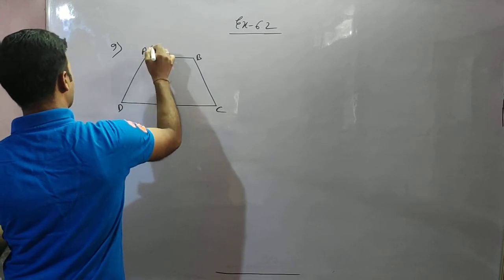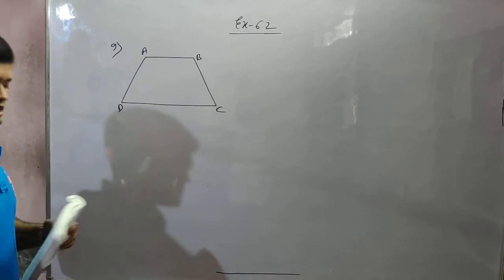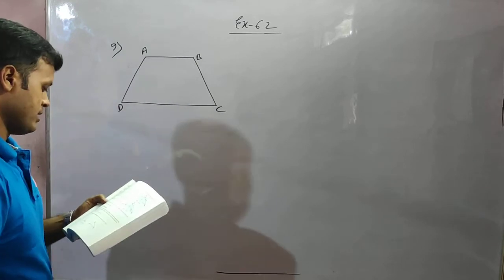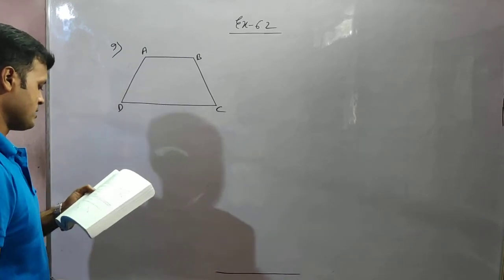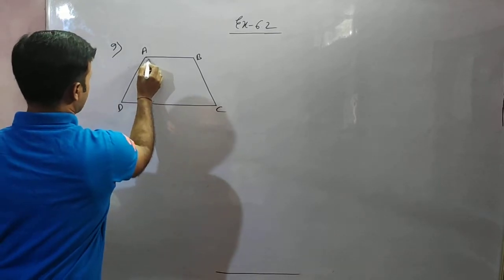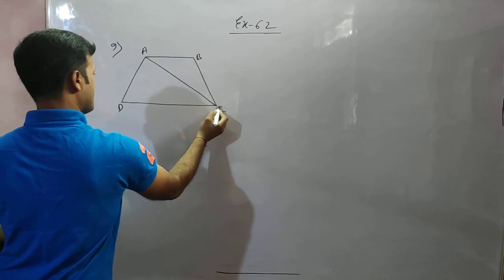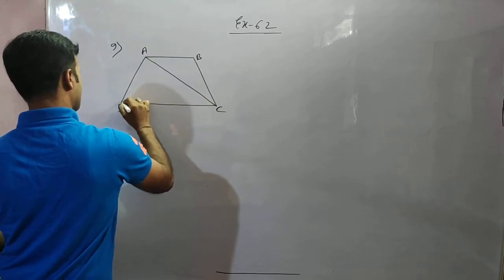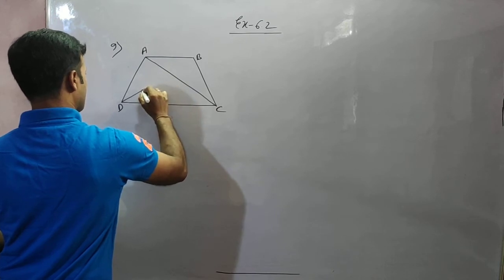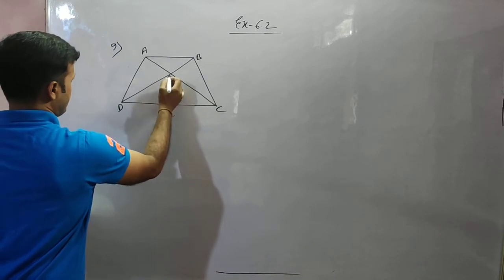What is the special property of a trapezium, students? The special property of a trapezium is that AB is parallel to DC. So ABCD is a trapezium in which AB is parallel to DC and its diagonals intersect at the point O.